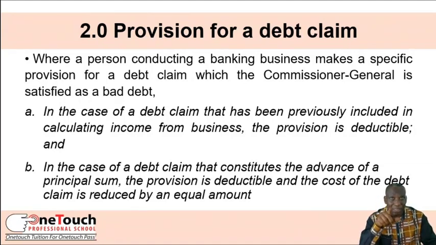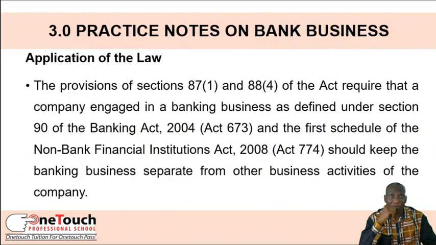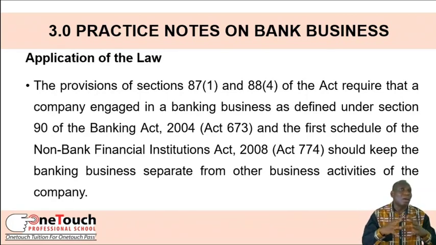And I would like to buttress this by going to the practice note on the banking business. Application of the law: the provisions of sections 87.1 and 88.4 of the Act require that a company engaged in a banking business, as defined under section 90 of the Banking Act of 2004, Act 673, and the first schedule of the non-bank financial institution, should keep the banking business separate from the other business activities of the company. This topic is for both banks and non-bank financial institutions.